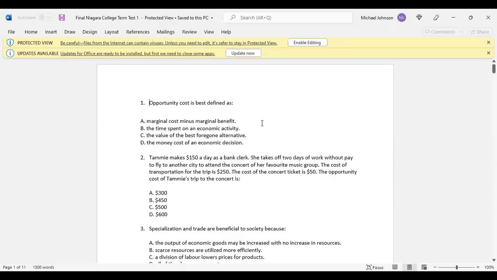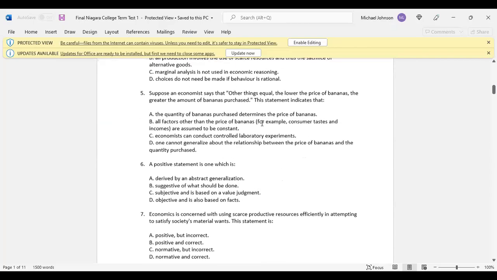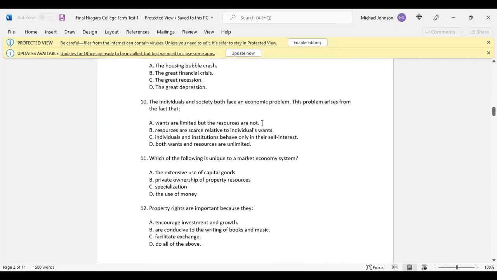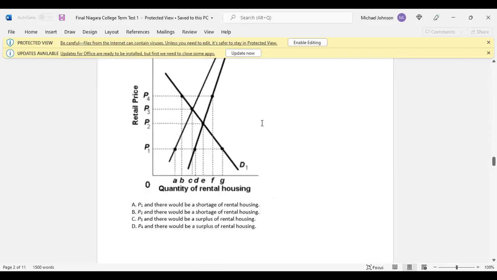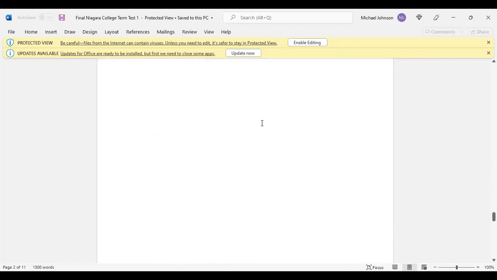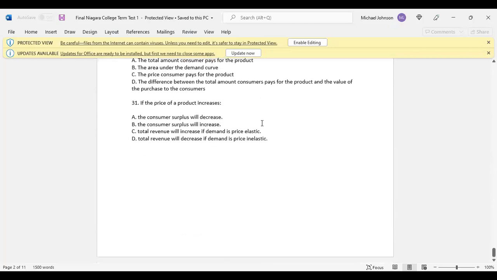So I'm just going to share this. Here it is. These are the questions. Just write down what the letter is. There are about 31 questions. Does anyone else have any questions for today, before you do the test?